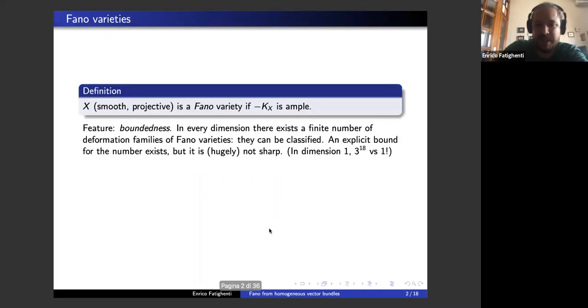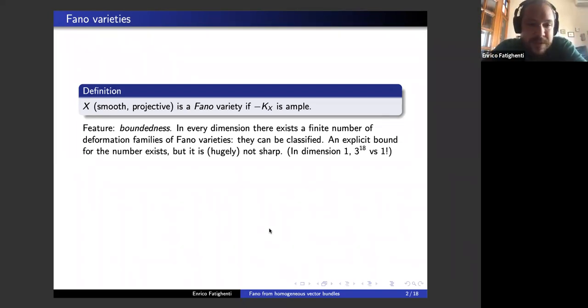Okay, so let me start with a definition which is super well known: the definition of a Fano variety. For me, a Fano variety in this talk is going to be a smooth projective variety such that its anti-canonical class is ample. The purpose of giving this definition is to highlight that, for this talk, I'm not going to consider Fano varieties with singularities. So only smooth Fano varieties, unless I say otherwise.